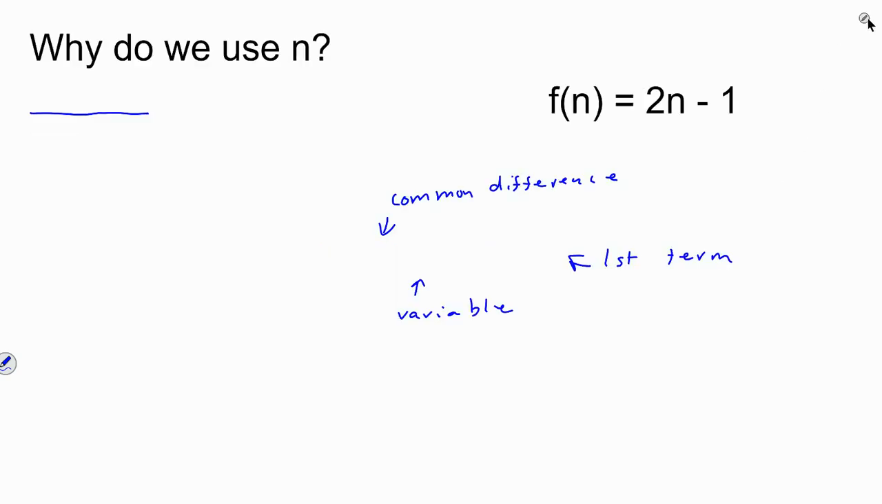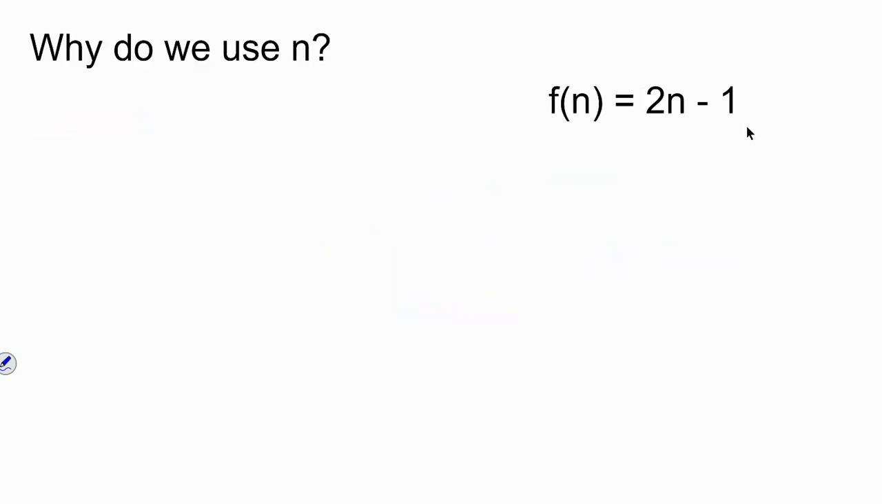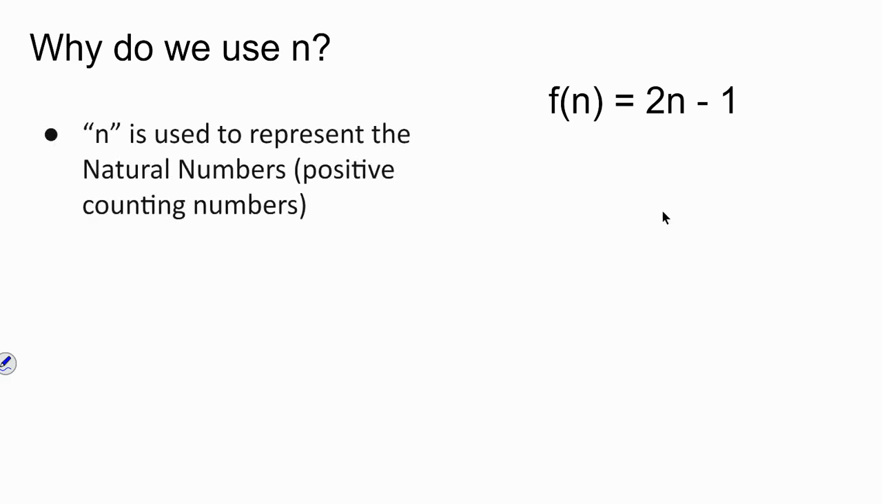So the question becomes, why do we use n? Why are we using n in this instead of x? Because a lot of times we like to use x. Well, there's a couple good reasons. The first good reason is n is used to represent the natural numbers, literally coming from natural numbers. Now, natural numbers are the positive counting numbers. So what that means is I'm only going to put in 1, 2, 3, 4. I'm only going to plug in those whole positive counting numbers.